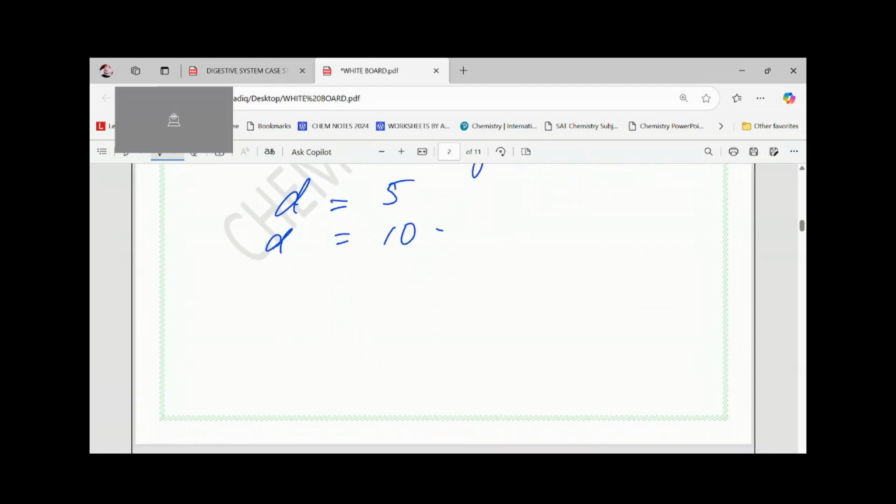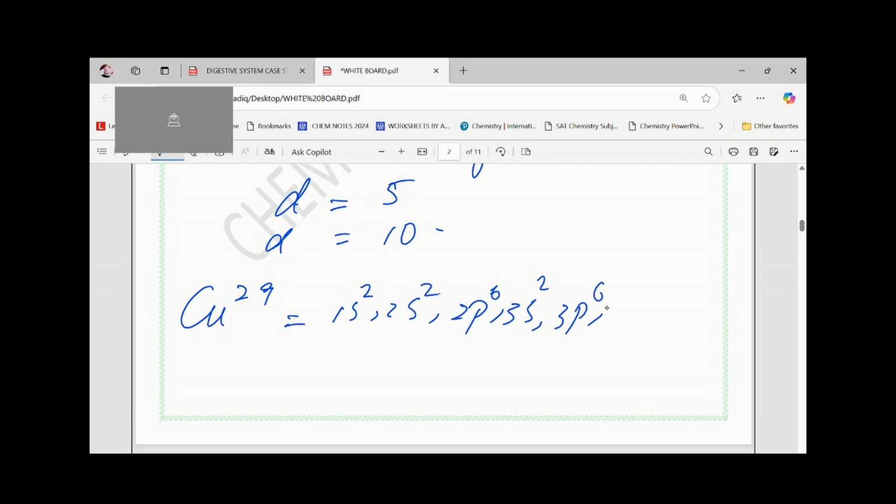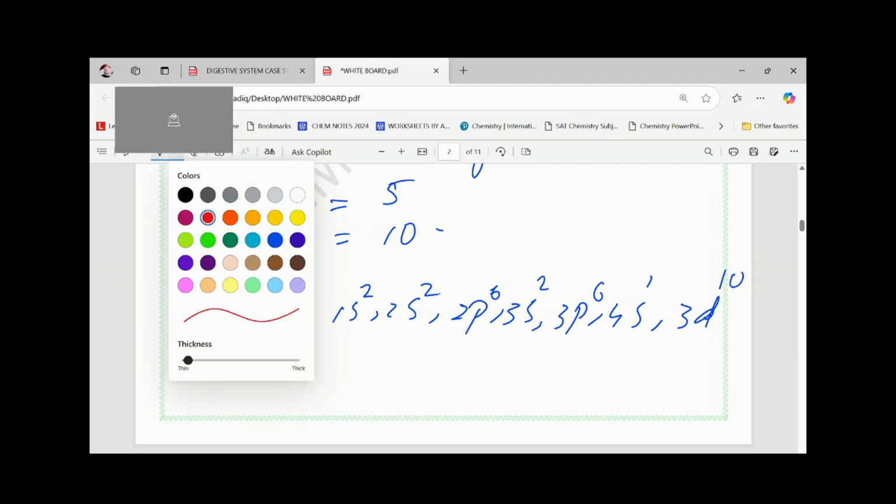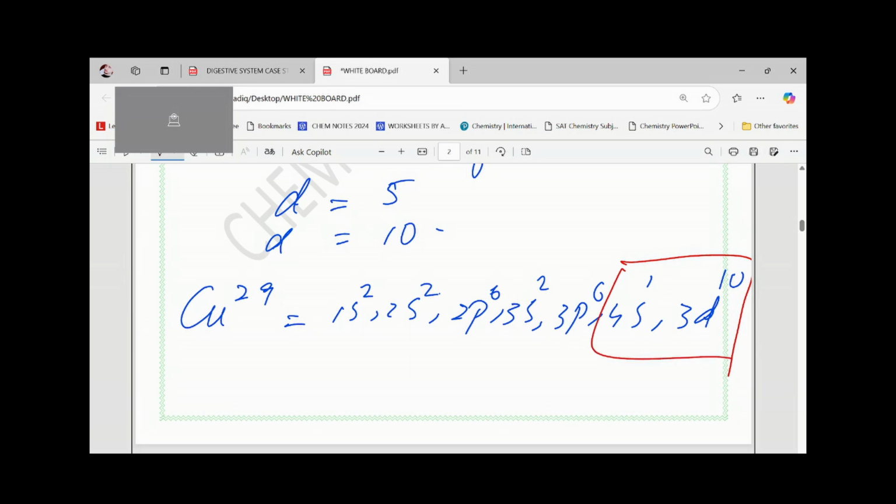Right, when I'm working for copper, Cu, 29 electrons are there in it. So 1s2, 2s2, 2p6, 3s2, 3p6, 4s1, and 3d10. Okay, this is the correct version, and the wrong version will be 4s2, 3d9. So this is wrong and this one is correct.